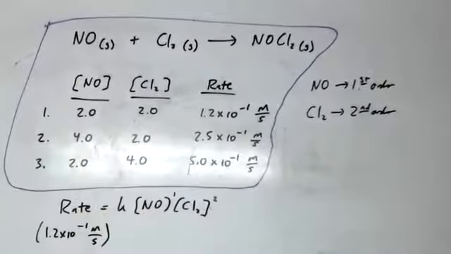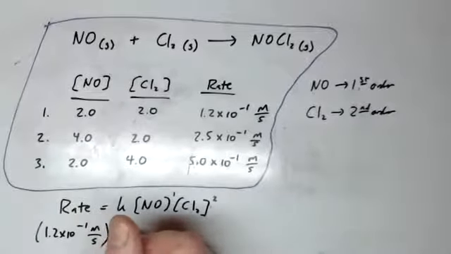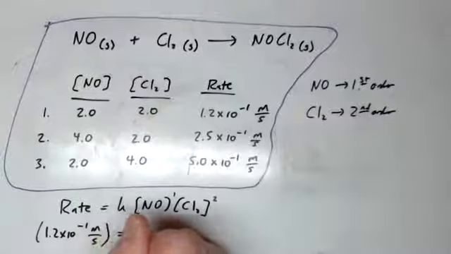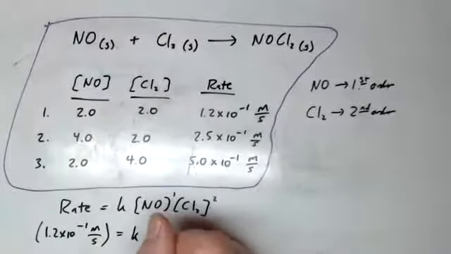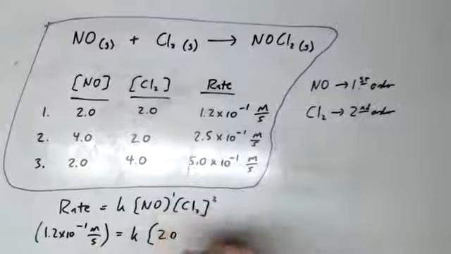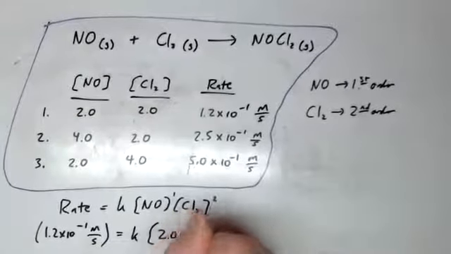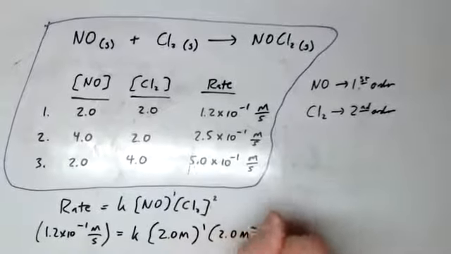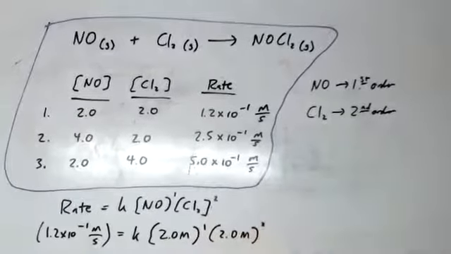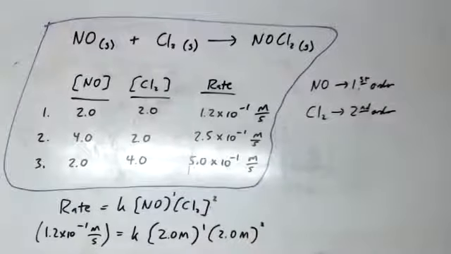So there's the rate for experiment 1. And we're going to be solving for K. And in experiment 1, our NO concentration was 2.0 molar. And our Cl2 concentration was also 2.0 molar, but it was squared. So algebraically, solve for K. I'll give you a minute to do that.